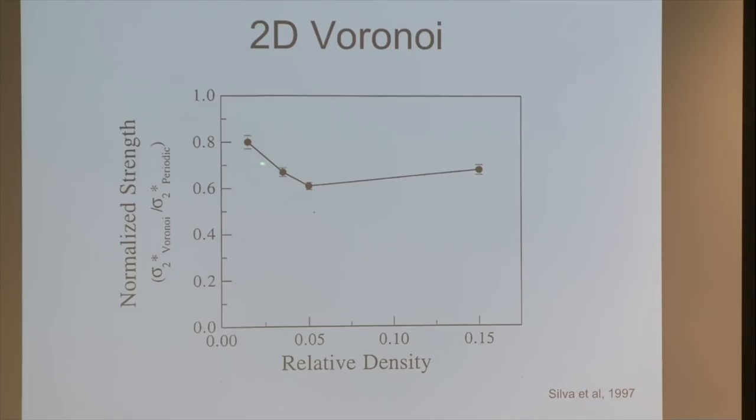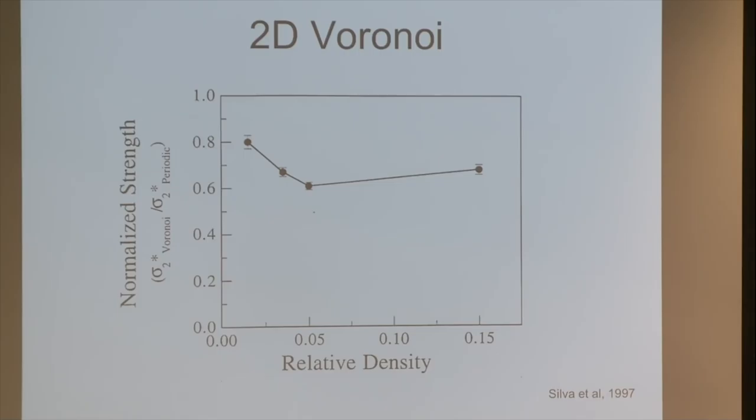Except there's a physical reason why this happens, and I'm going to get to that in a minute. Okay. So I'll finish explaining this, and then I'll put the notes on the board. So first of all, the strength is less than the regular hexagonal honeycomb, and then there's also this minimum here around about 5% density.